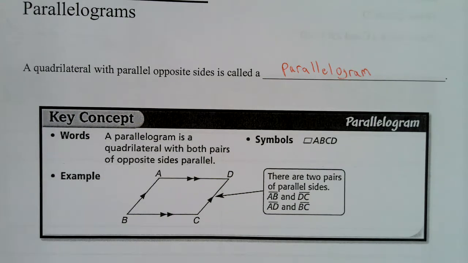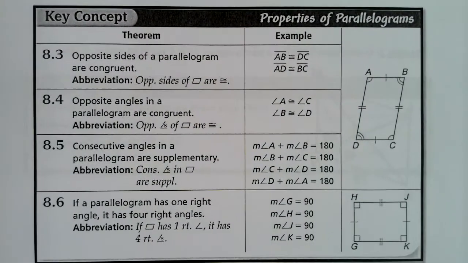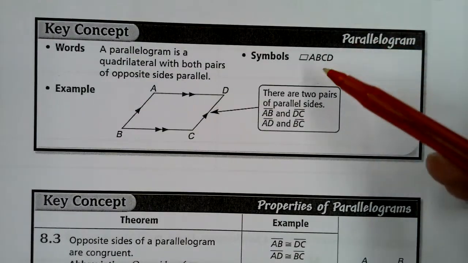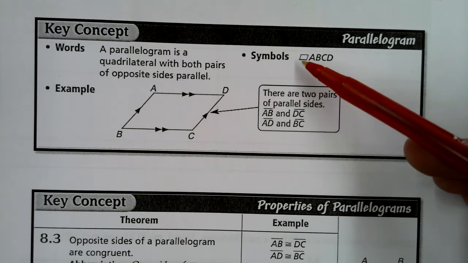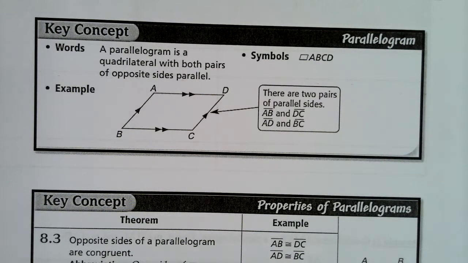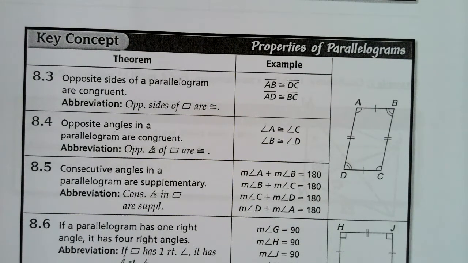Now, there are many key properties of parallelograms that you have to know. So let's start with these four. Opposite sides of a parallelogram are congruent. Oh, and by the way, you see it up here, but this is the symbol for parallelogram. So you don't have to write out parallelogram if you're ever referring to a parallelogram. I'm sick of saying parallelogram right now, but that's the symbol for it. So the opposite sides of a parallelogram are congruent.